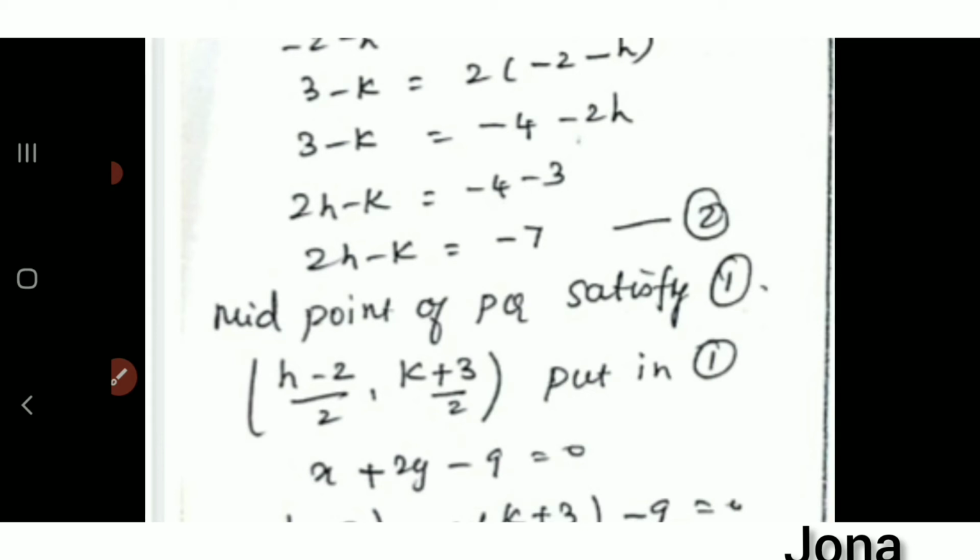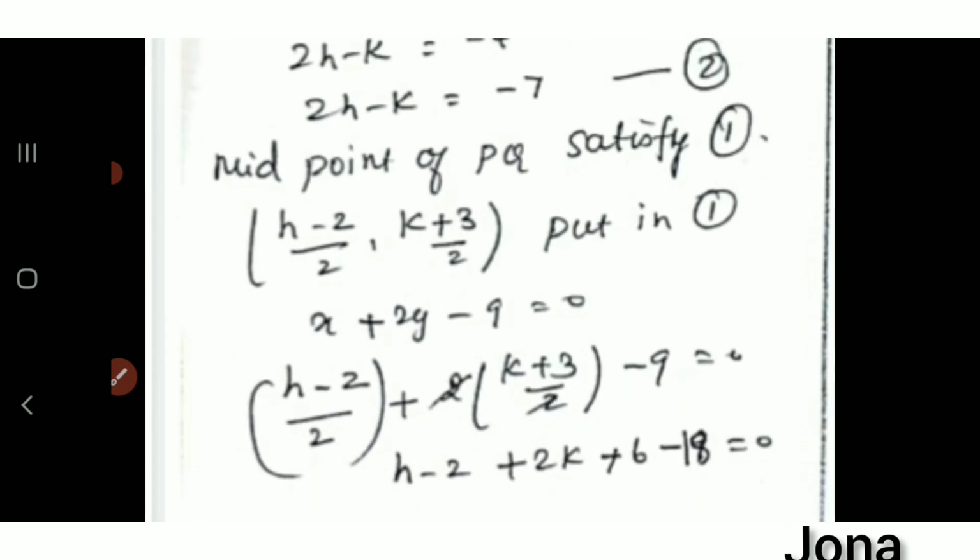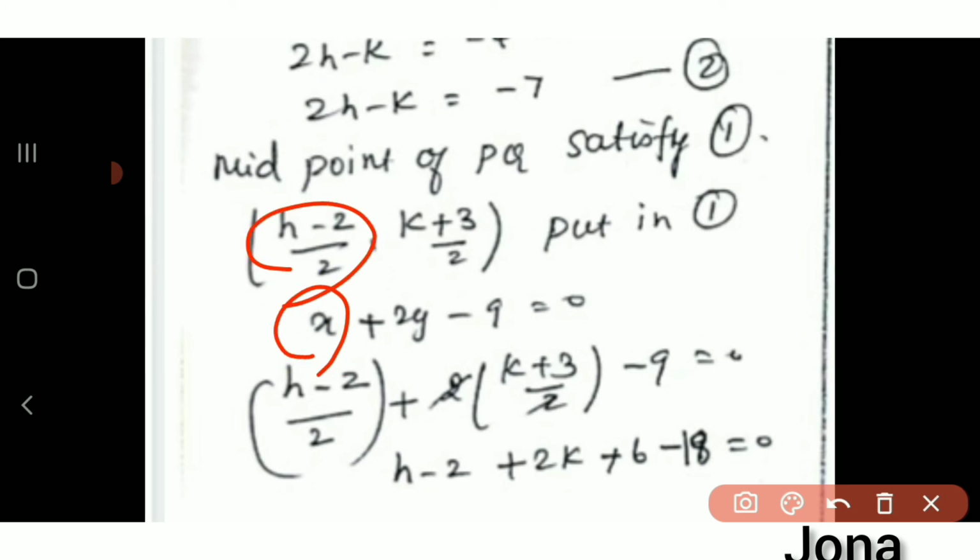And the midpoint of PQ is h minus 2 by 2, comma k plus 3 by 2. That means from the given points we have x1 plus x2 by 2 and y1 plus y2 by 2. So keep this point in equation 1. Equation 1 is x plus 2y minus 9 equal to 0. So substitute this in this equation. We have, instead of x, h minus 2 by 2 plus 2 into, instead of y, k plus 3 by 2.